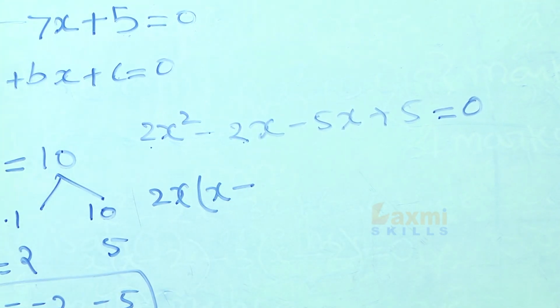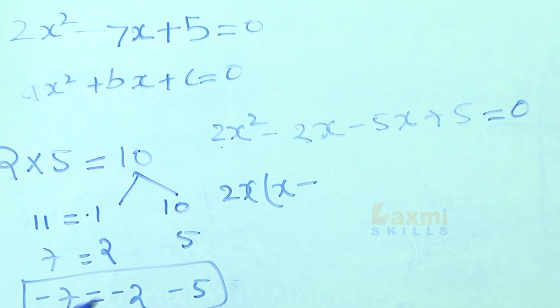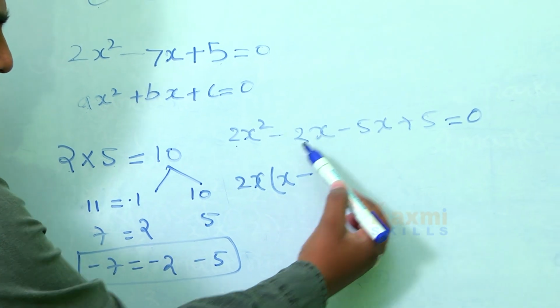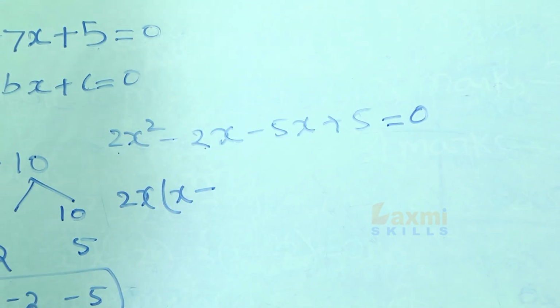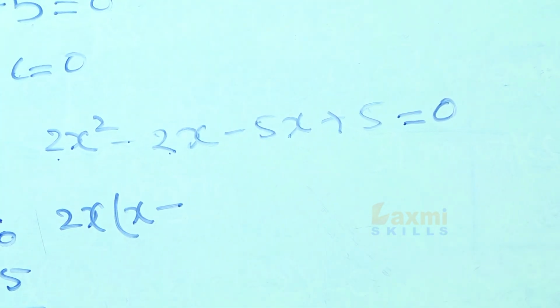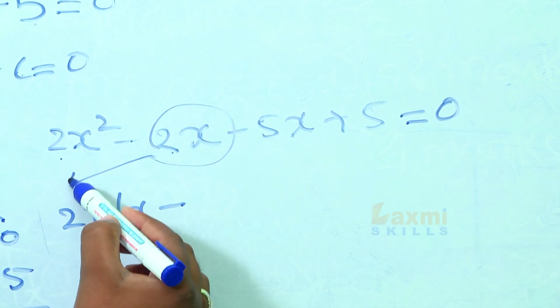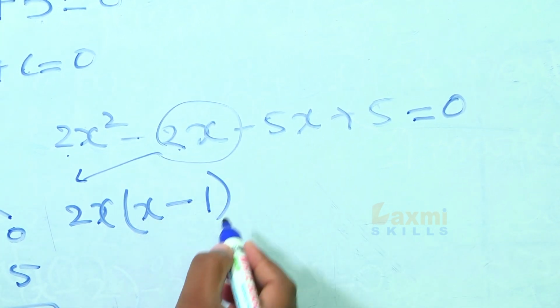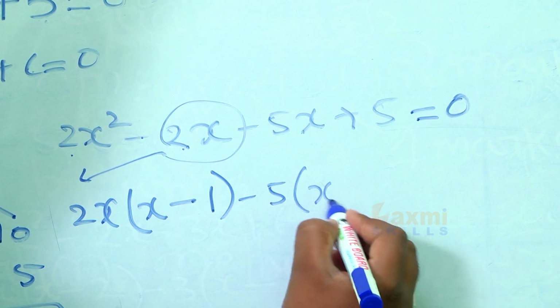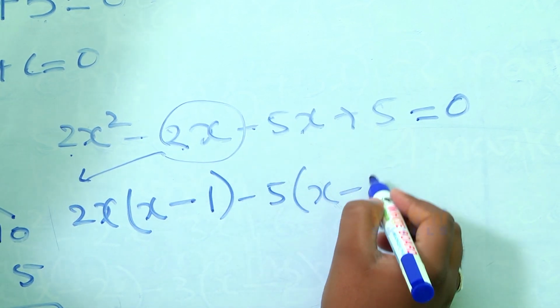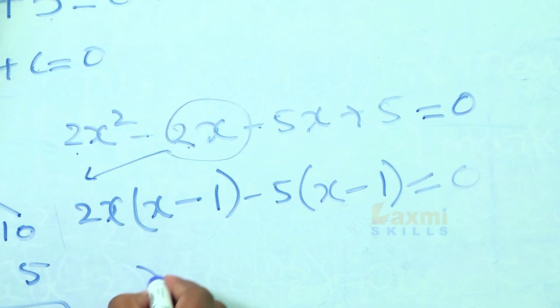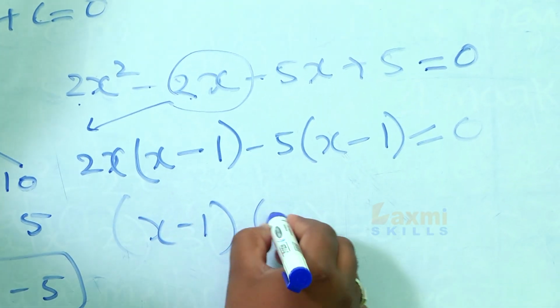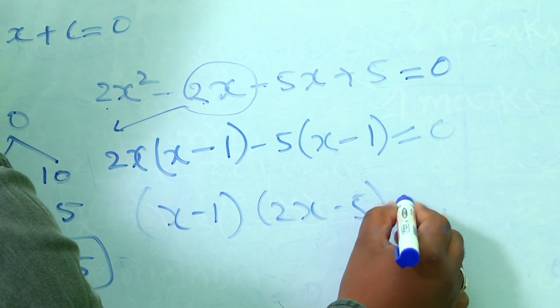common and only x is remaining here, and the minus sign is the same. Most of the children get confused here because they have taken 2x out and don't know which term to place here. As we know, 1 is a factor of anything, so whenever you take a complete term outside, you can replace it with 1. And minus 5x, it is x, and minus 5 taken out, it is 1 again. So just take x minus 1 common and 2x minus 5 is equal to 0.